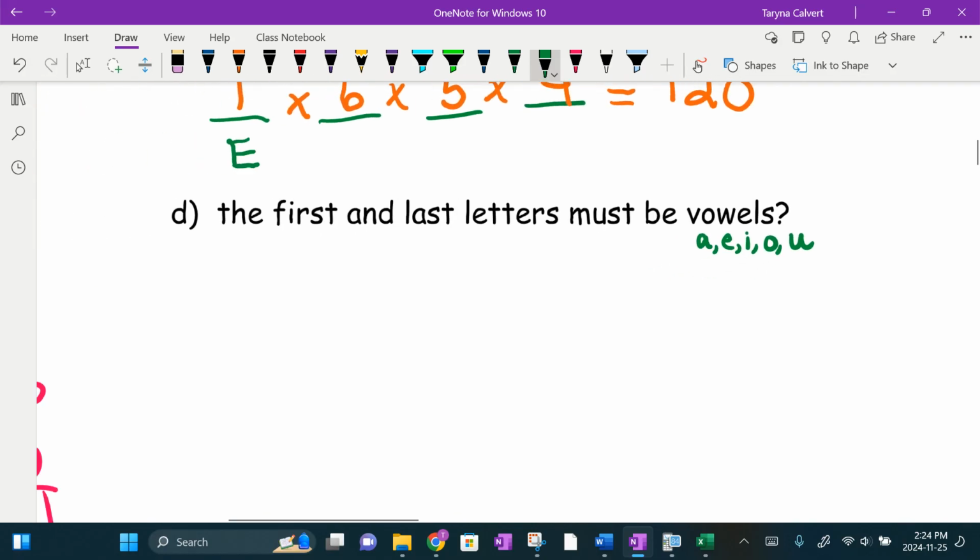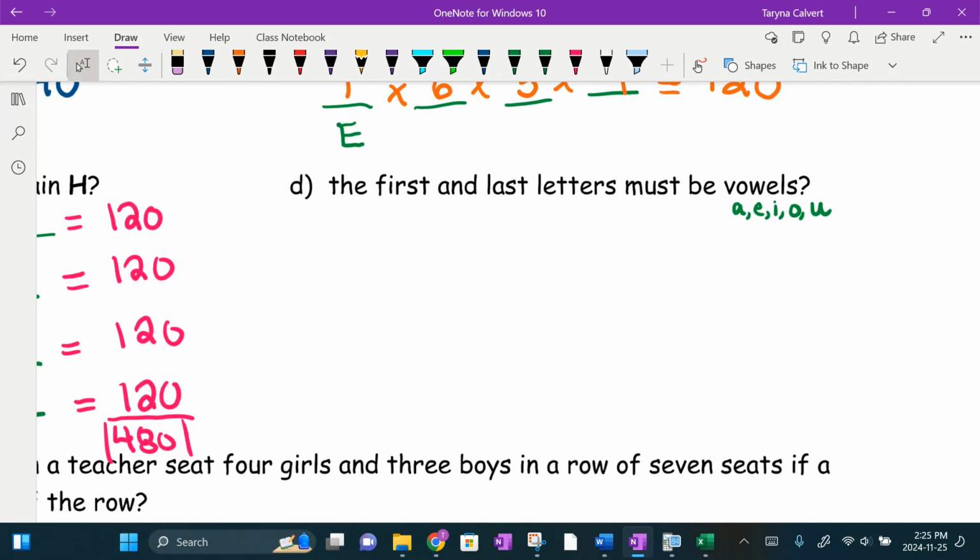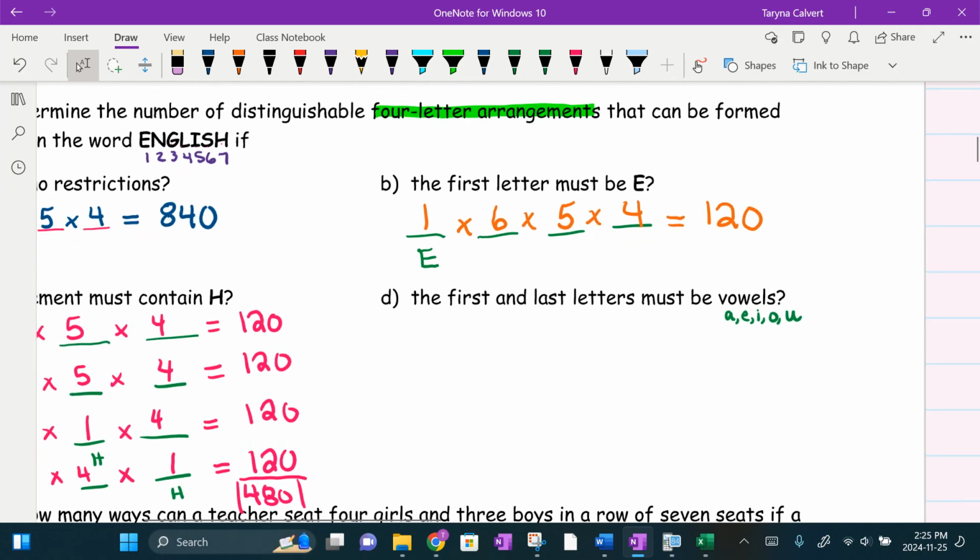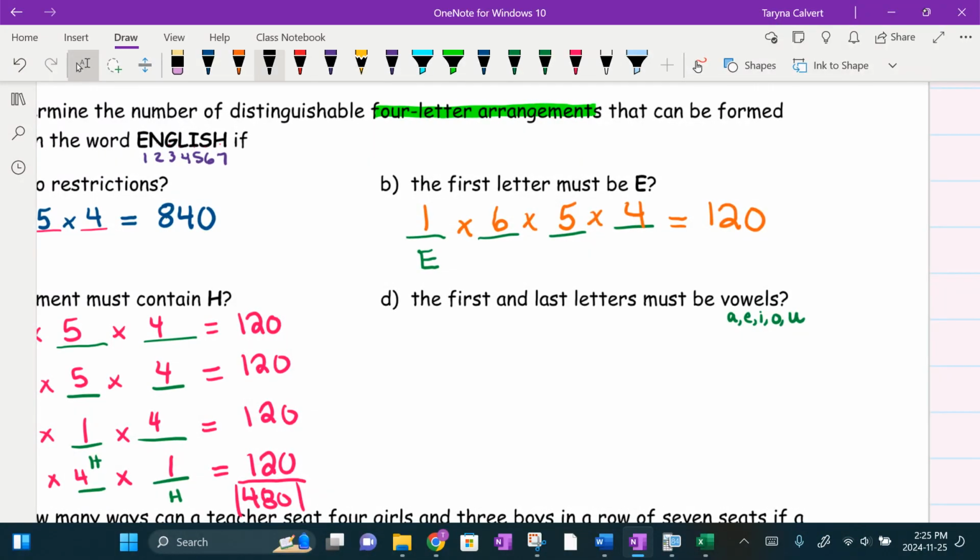So then we are going back to the word English. Are we going to have to worry about all of them? No, in this situation we're only dealing with the E and the I. Those are the only two we have to worry about in that word. So then we have 1, 2, 3, 4, 5, 6, 7. We do have to deal with the restrictions first. So the vowels have to be the first and last. It's your choice. Do you want to deal with the beginning or the end first? It doesn't matter.